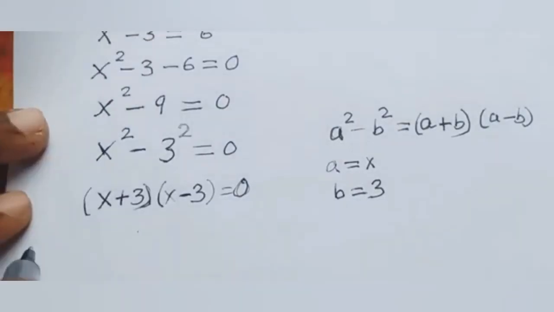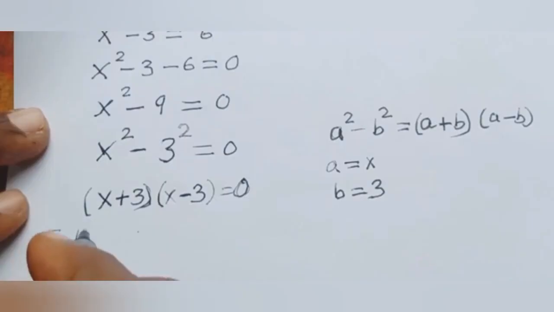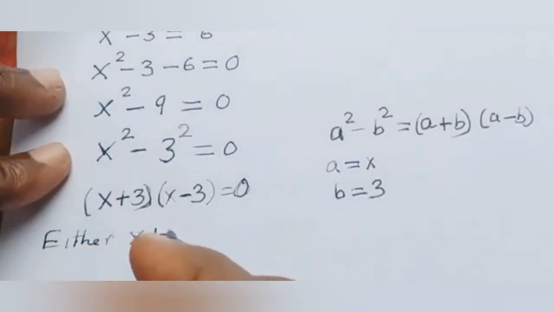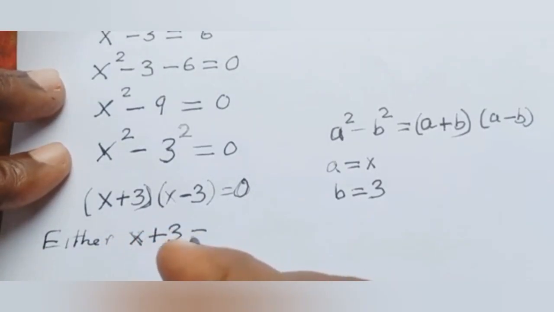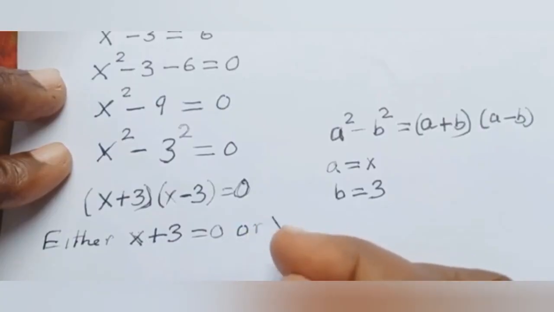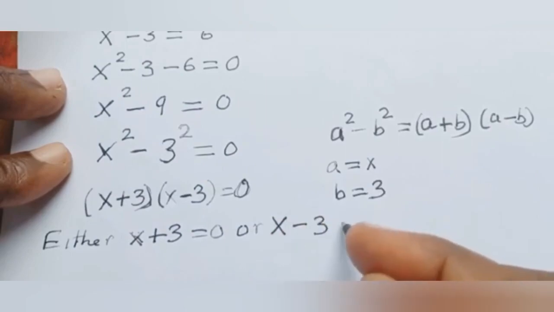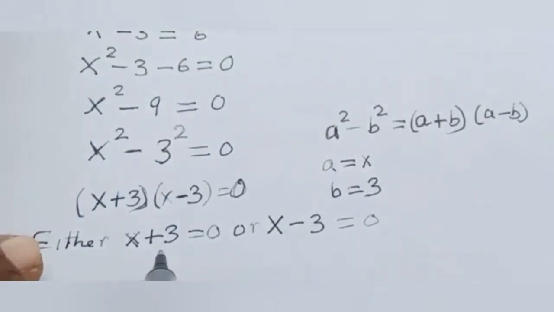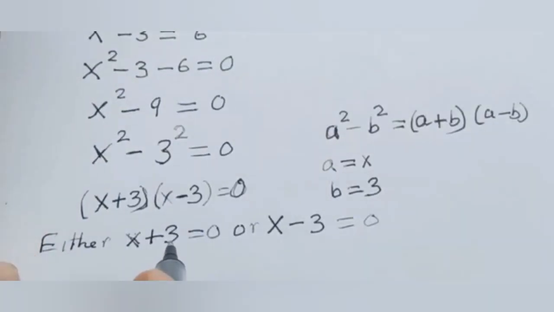Here, either x plus 3 equals 0, or x minus 3 equals 0. So shift this to the left-hand side.